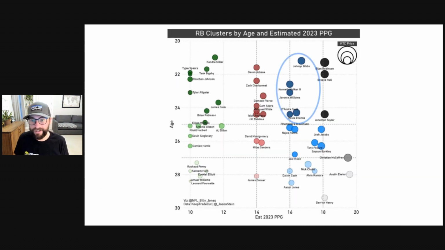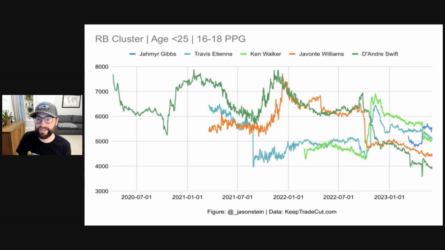So the next cluster is, I got these circled here. It's the top blue ones here, and this is aged less than 25, at 16 to 18 fantasy points per game. And in this cluster, we're looking at Jahmyr Gibbs, Travis Etienne, Ken Walker, Javonte Williams, and DeAndre Swift. So let's start with DeAndre Swift on this one.